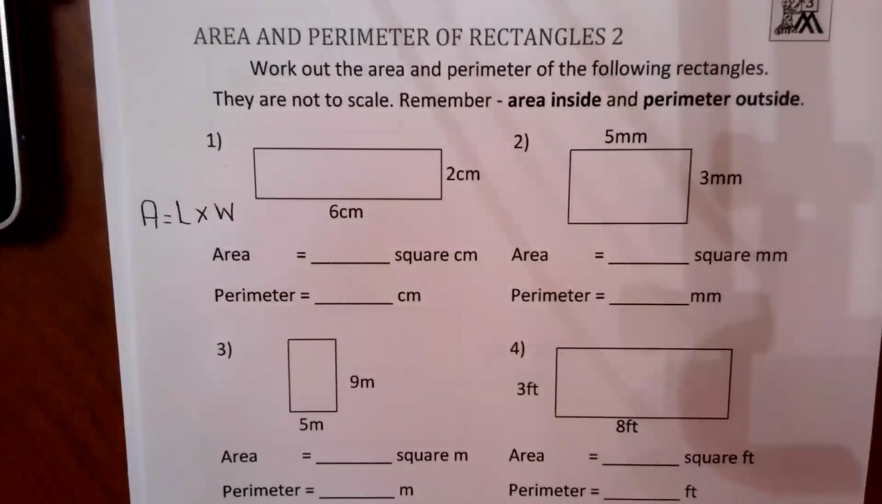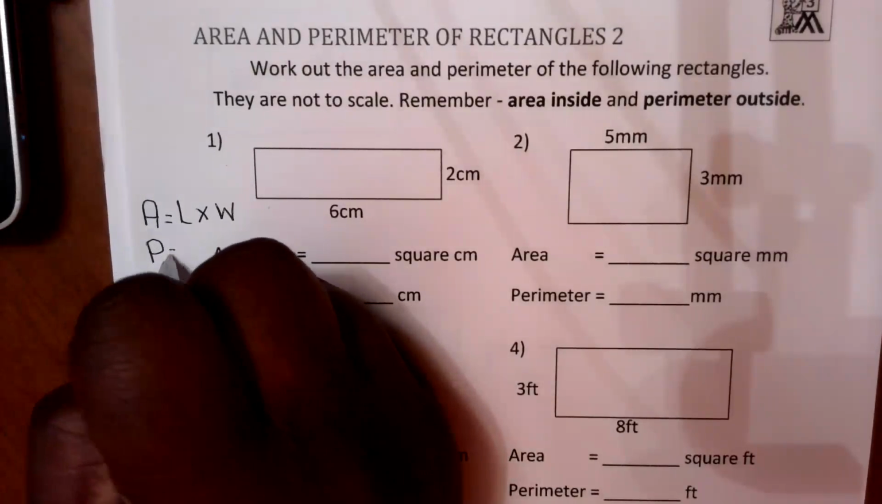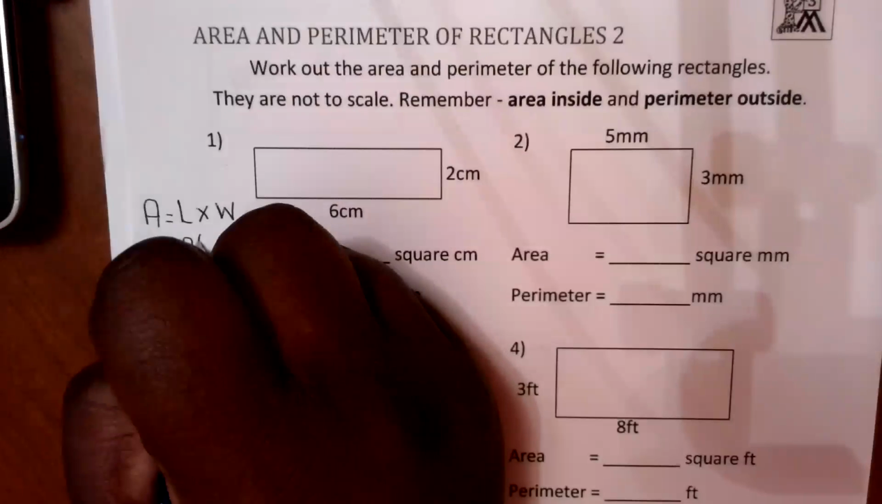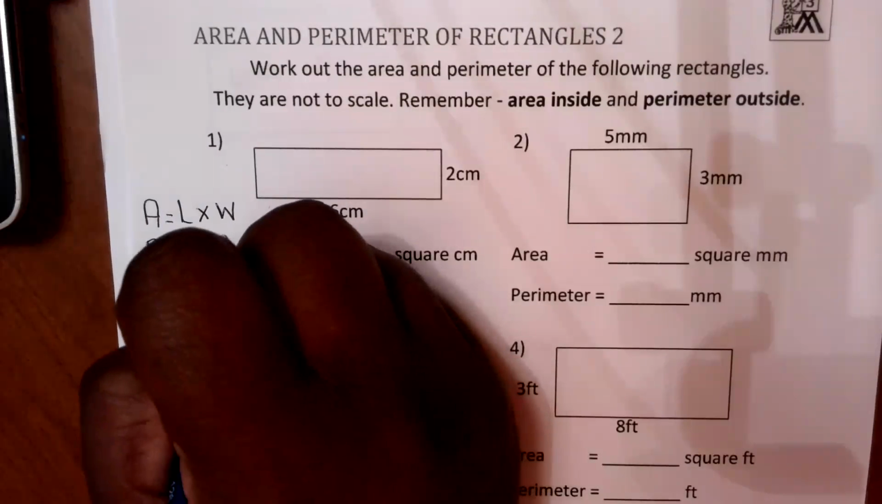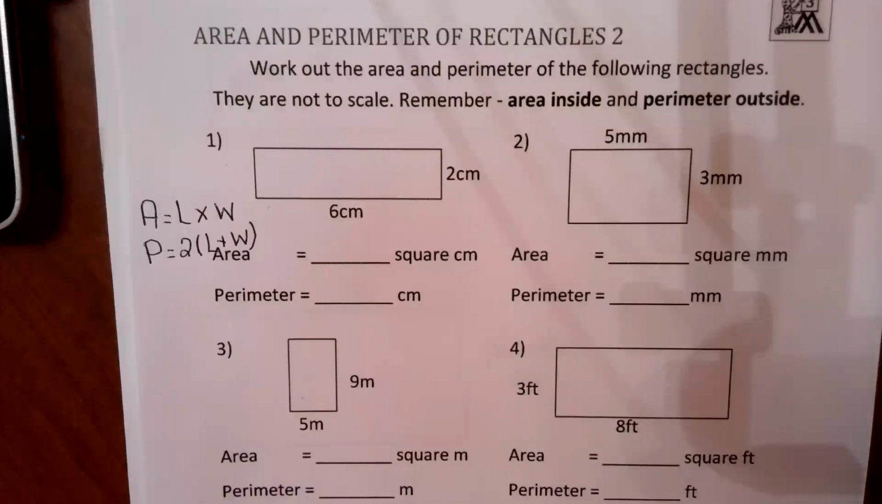Now, I always remember area as array, because when I learned how to multiply, I learned through an array. And that reminds me that I need to multiply to find my area. Then we're also going to use the formula for perimeter, which is P for perimeter equals 2, and we're learning now that parentheses means times, length plus width. So we're going to use those two formulas to figure out our area and our perimeter.